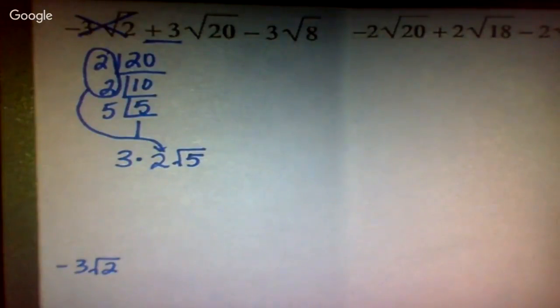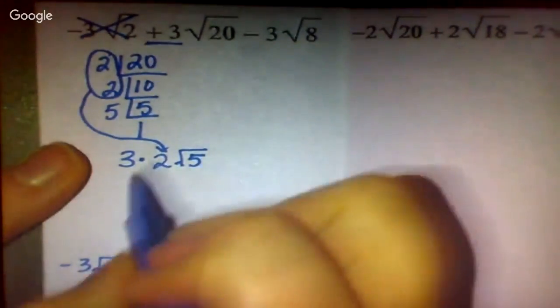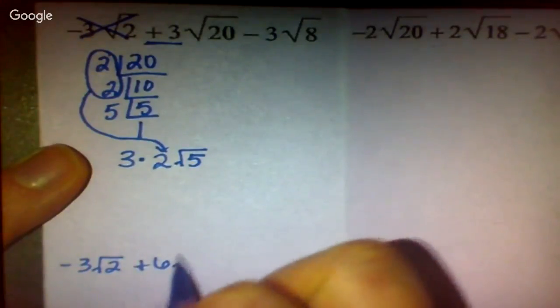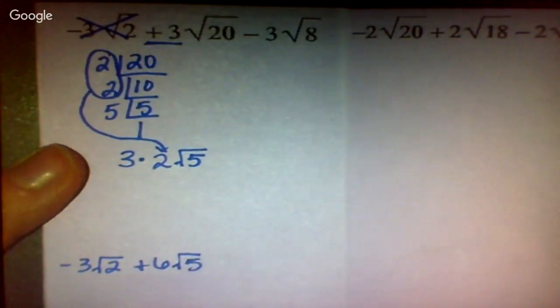Okay. So you already had a 3 out front. It has to drop down. You then circled 2s that come out front. So that goes with the 3. The one that we didn't circle goes back underneath. So this is actually 3 times 2, which is 6 square roots of 5.